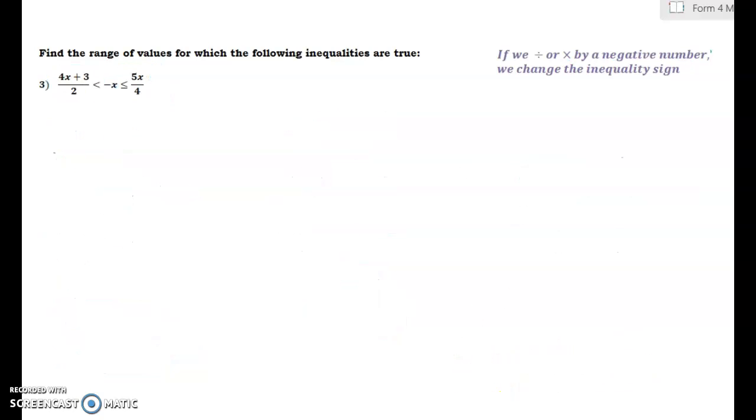The question looks like this. Again, we divide it up into two separate sums. This piece here and this piece here. Now moving on, we get 4x plus 3 all on 2 is less than minus x.